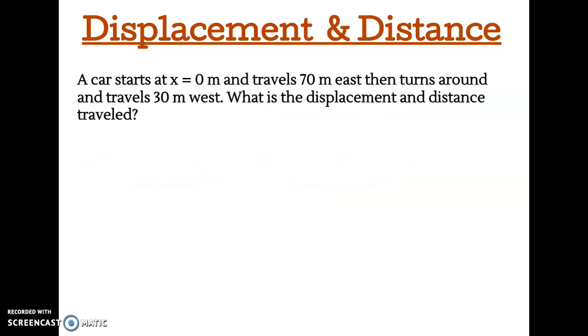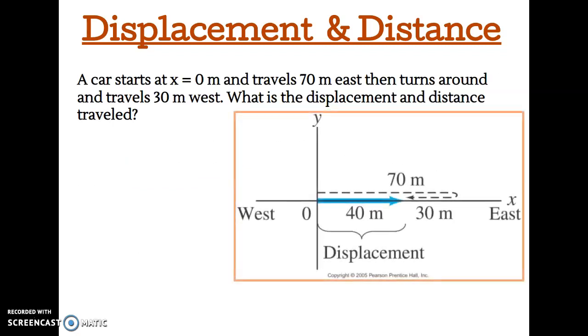Let's do an example to clarify everything. Let's say we have a car that starts at 0 over here and it travels 70 meters to the east and then turns around and travels 30 meters back to the west. So the total distance that this car actually traveled is 70 meters plus 30 meters. That's 100 meters. That's the total distance that the car actually traveled.